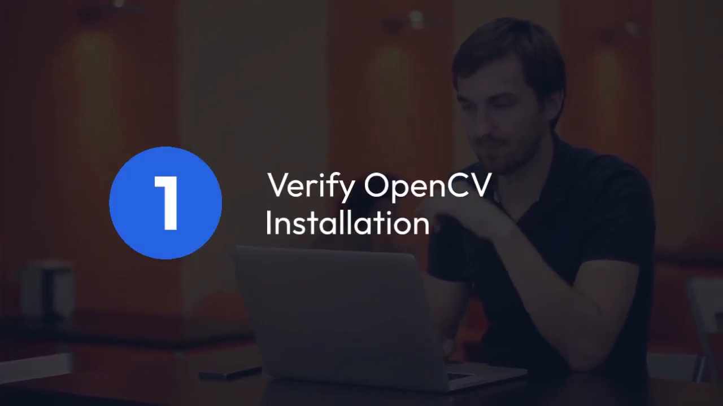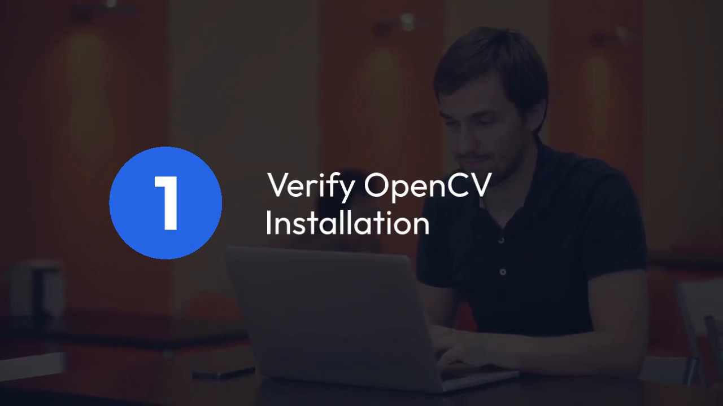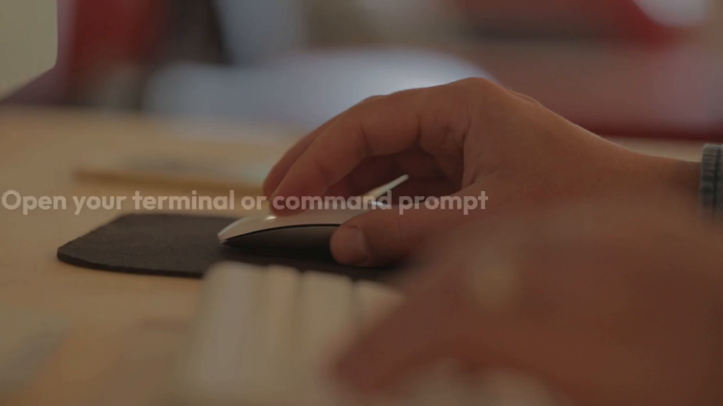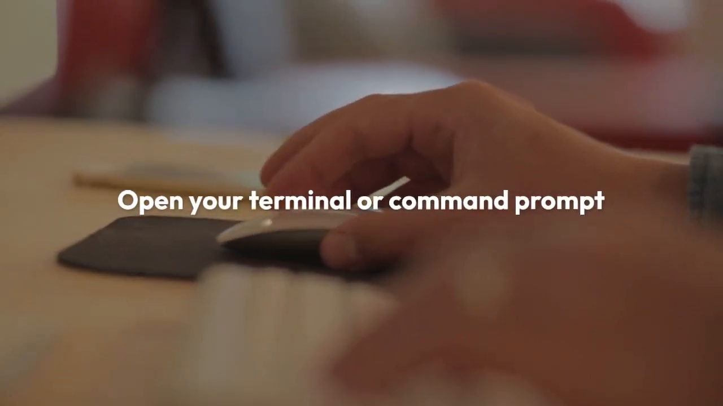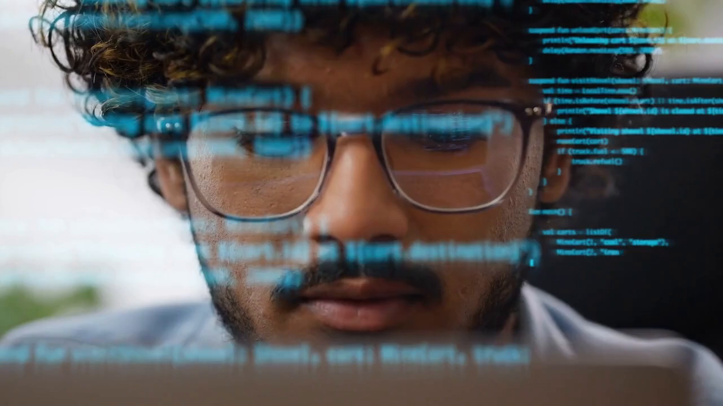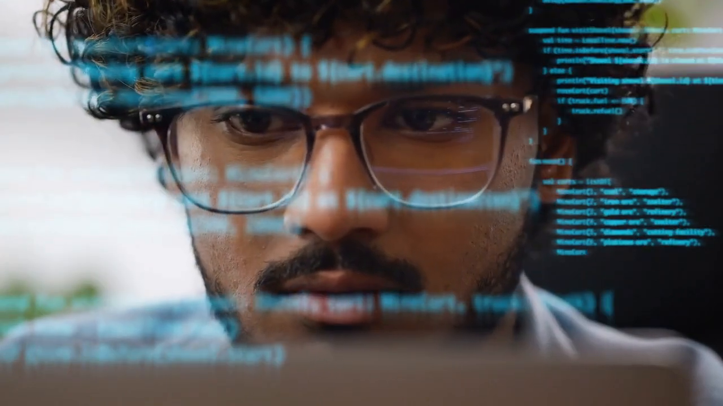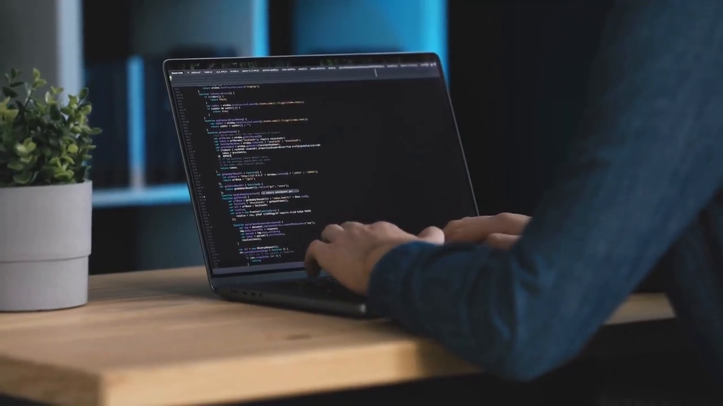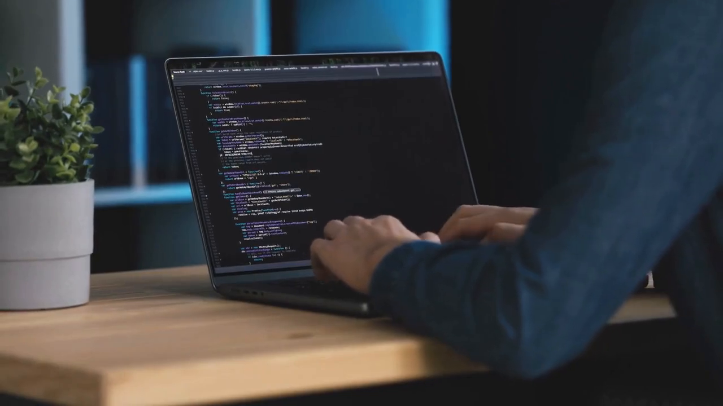1. Verify OpenCV installation. The most likely reason for this error is that OpenCV isn't installed. Open your terminal or command prompt, depending on your operating system. Type pip show opencv-python and hit enter. If OpenCV is installed, you'll see information about its version and location. If you get an error message saying "Package opencv-python not found," then you need to install it.